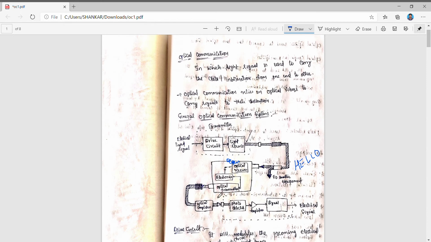Next it will be applied to the optical transmitter, which is used to transmit the data to the particular systems. Here we are again using the optical splicer. You know the optical splicer is used to connect more than two optical fiber cables. And here I am using the optical amplifier.